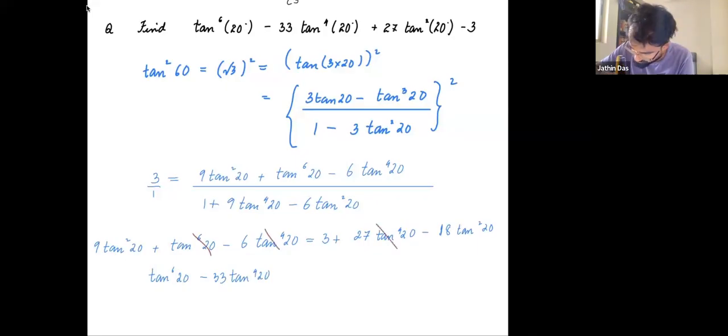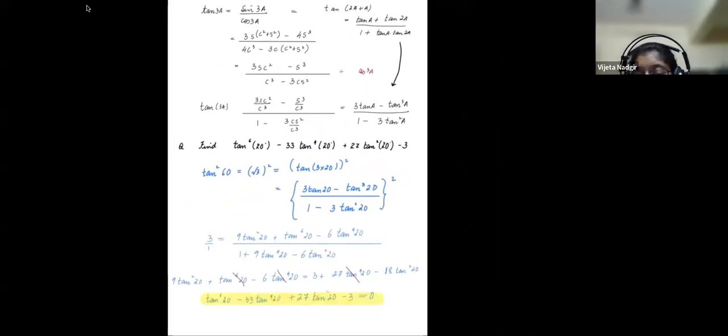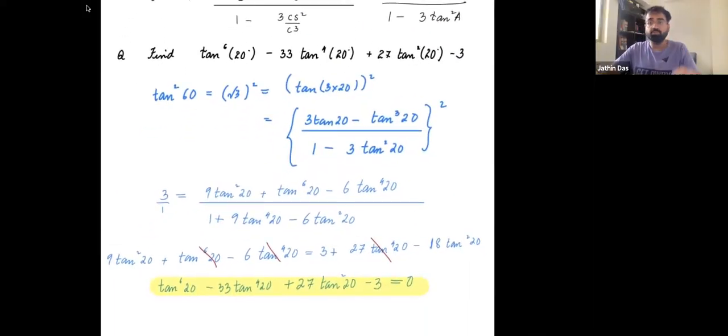Then this is done. This is done. Okay. 18 plus 9, 27 आएगा. So plus 27 tan square 20 minus 3 is equal to 0. Minus 3. So 0 I'm getting. Right? You got this much? Yeah.